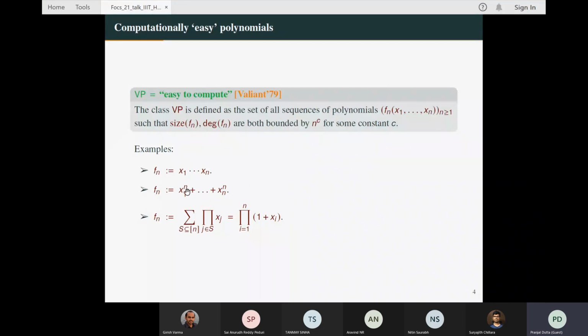Similarly, you can compute x1 to the n plus xn to the n, this polynomial, easily as well. So this is also in VP. And a rather more interesting polynomial is the product of 1 plus xi. When you look at this as a product of 1 plus xi, this is a trivial small size circuit because you take 1, you take x1, x2, xn, and first you add to get 1 plus x1, 1 plus x2, 1 plus xn, and you just multiply. So this is a very small size circuit.